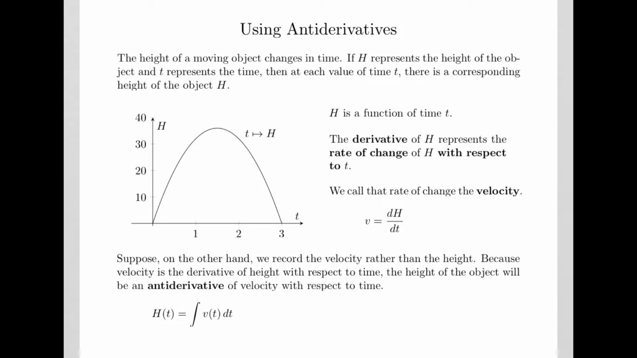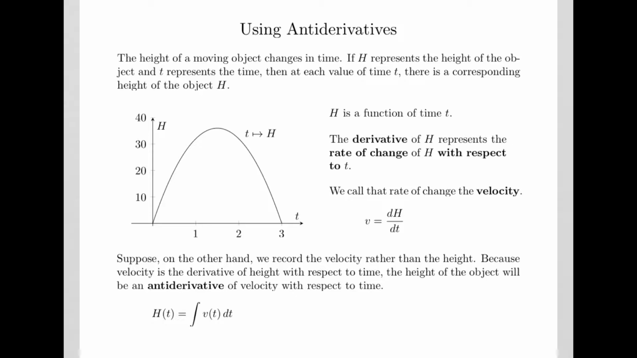I want to spend a little time talking about how we can use antiderivatives to model physical problems, so things that really happen. And I want to illustrate that with an important example relating position and velocity. So if I thought about some object that I'm going to throw up in the air, the position, the height of that object changes in time.